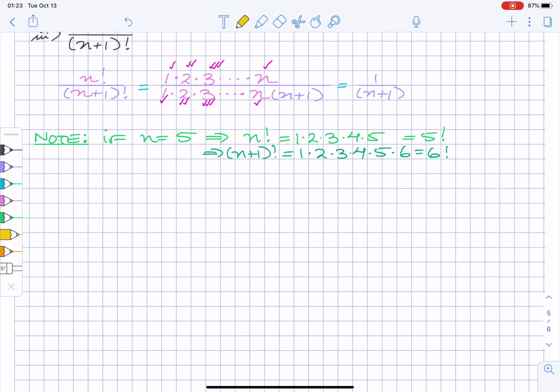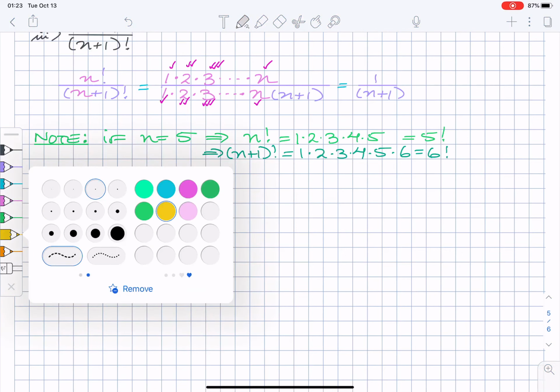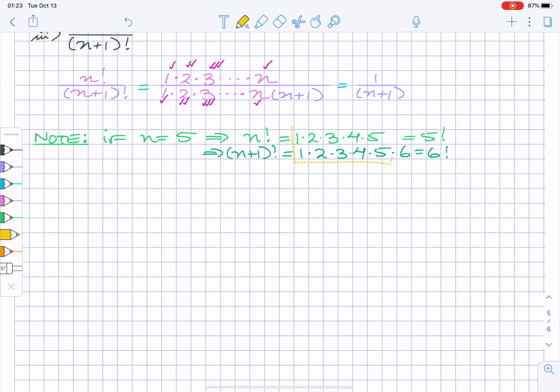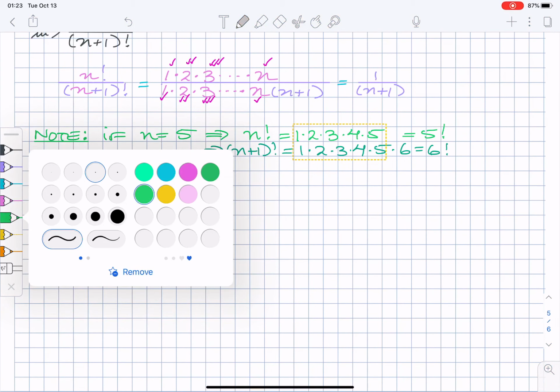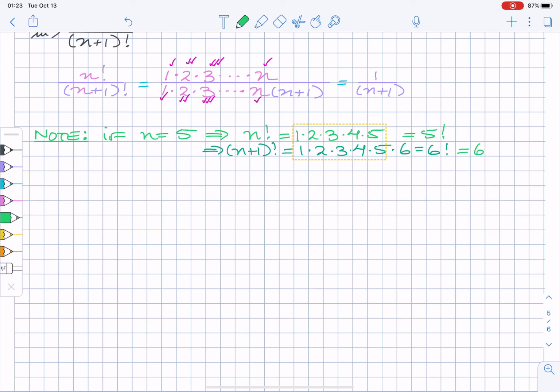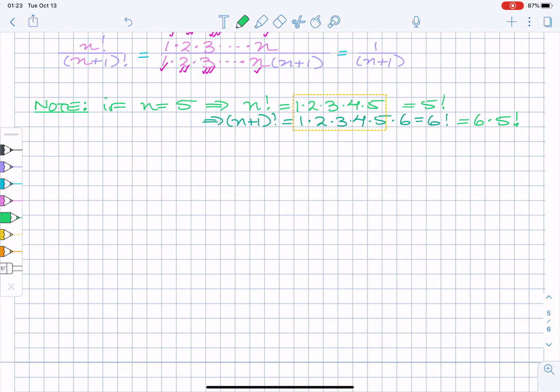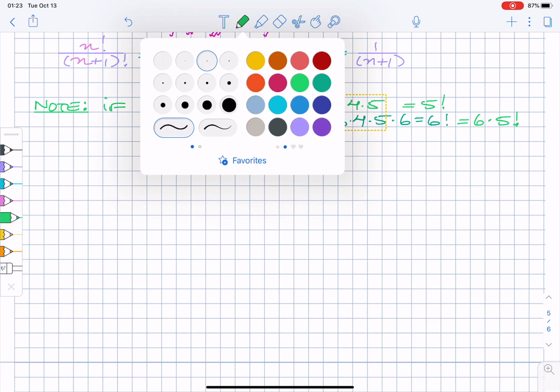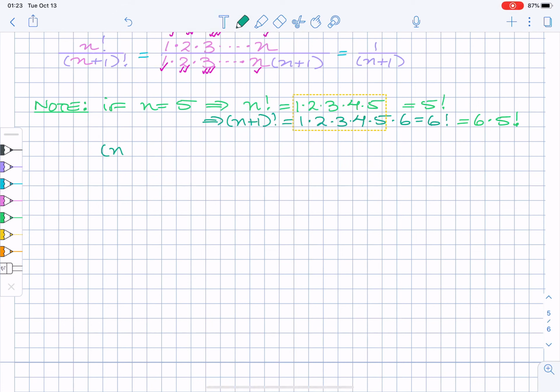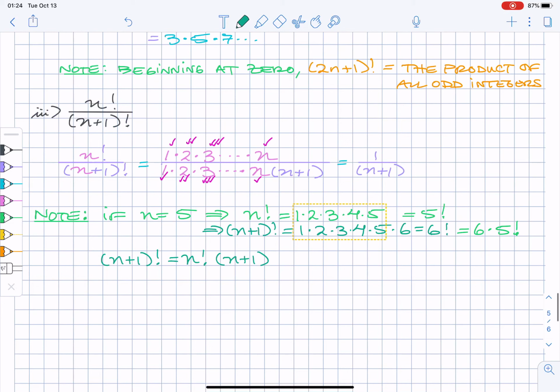But notice that the first 5 terms of this product are the same. So I claim that 6 factorial is really 6 times 5 factorial. That is, id est, n plus 1 factorial is always going to be n factorial times n plus 1. So that's what we have up here: the n factorial in pink and the n plus 1 tacked on.